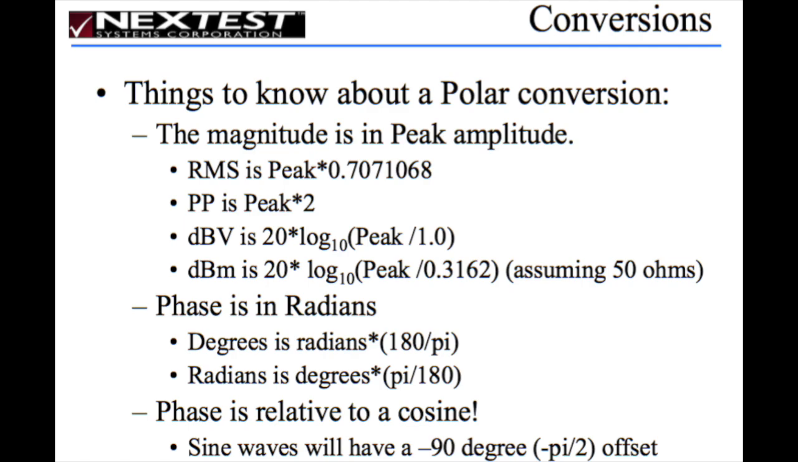Okay, phases in radians. Degrees is radians times 180 over pi, and radians is degrees times pi over 180. Phase is relative to a cosine wave. That's important to remember. Sine waves will have an implicit minus 90 degree phase offset. So that's kind of important to remember.